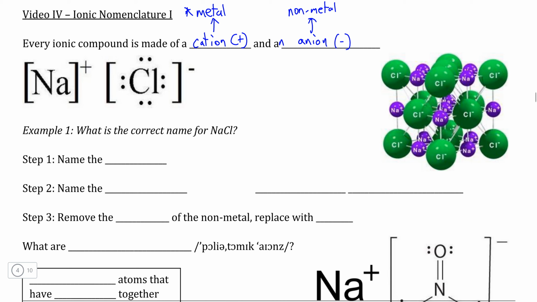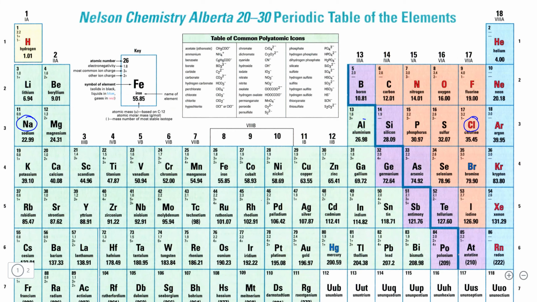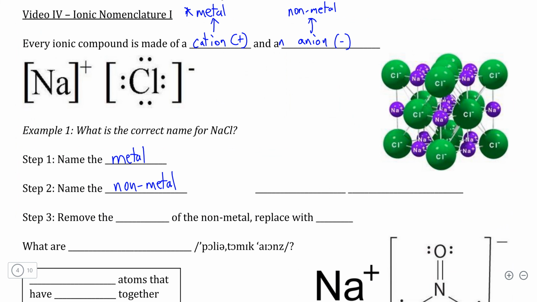Now, the first stage of naming this particular compound is to find the name of both the metal and the nonmetal on the periodic table, which we can do relatively easily. So we can see here that the name of chemical symbol Na is sodium, and the name of chemical symbol Cl is chlorine, and those two names, one after the other, will make up the starting point of the name for this compound.